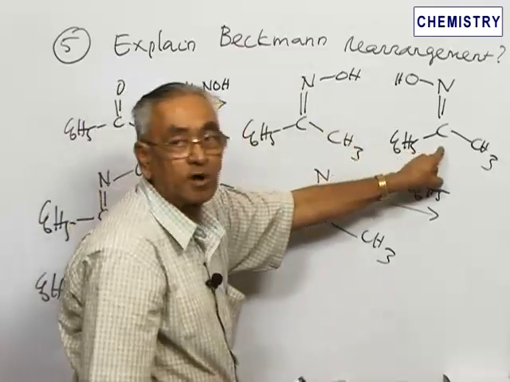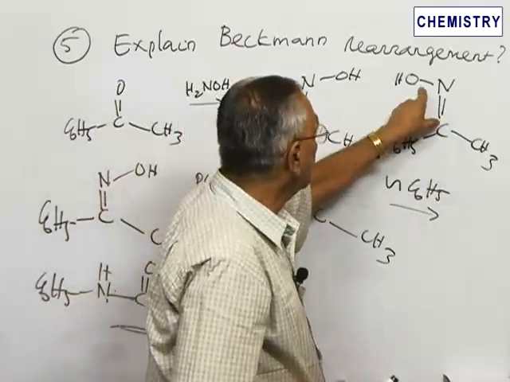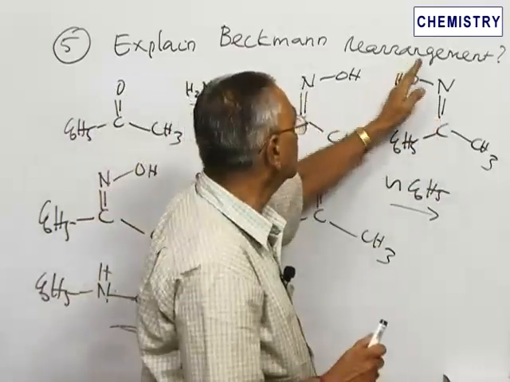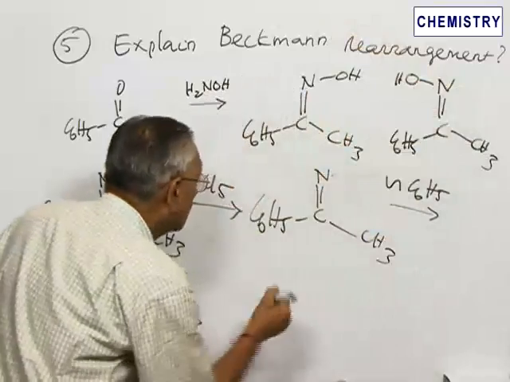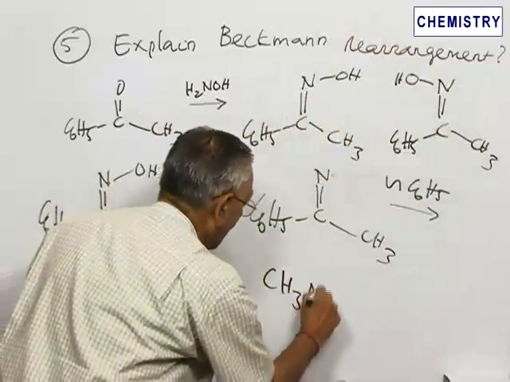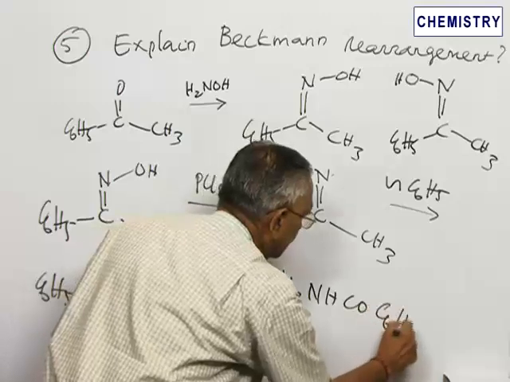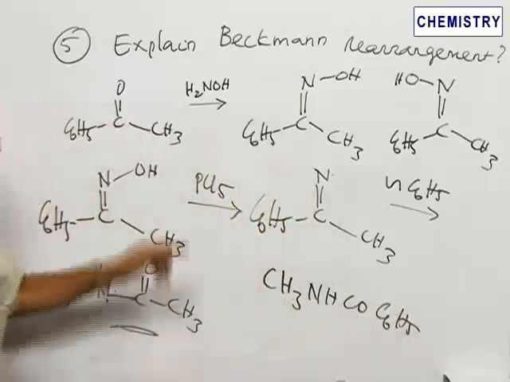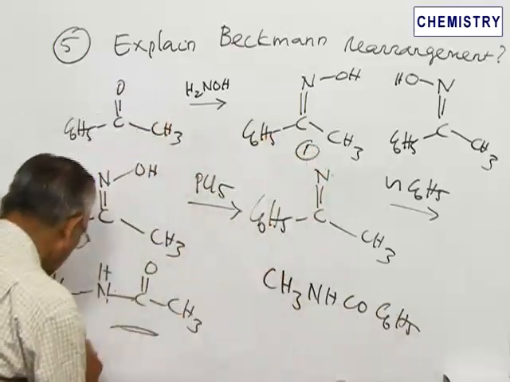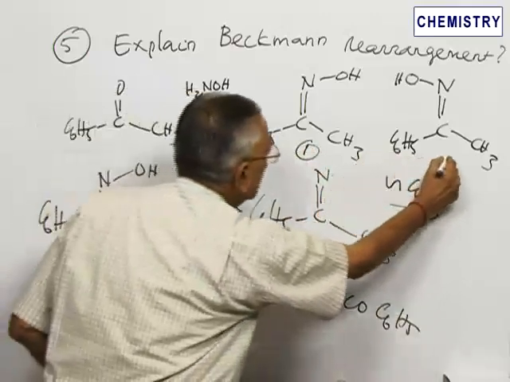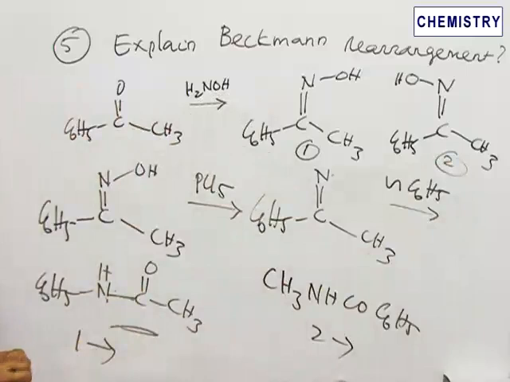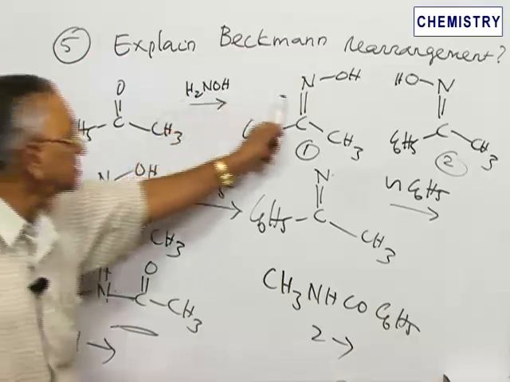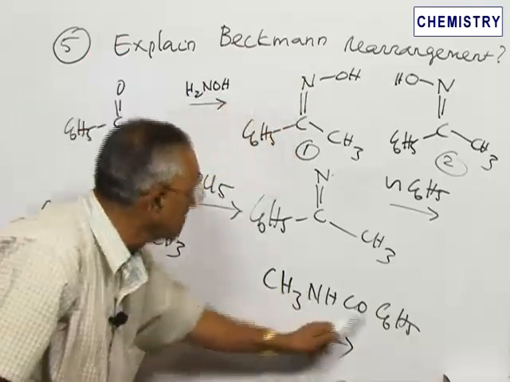Now let us take the case of this compound. What will happen? This will become OPCl4, which will leave, and then this methyl group will migrate to the nitrogen. So what will be the product that is going to be obtained? CH3 NH CO C6H5. So these are the two products that are formed. From this oxime, 1 will give this compound and 2 will give this compound. Therefore, the name of the compound is N-phenyl acetamide from this oxime and N-methyl benzamide from this particular compound.